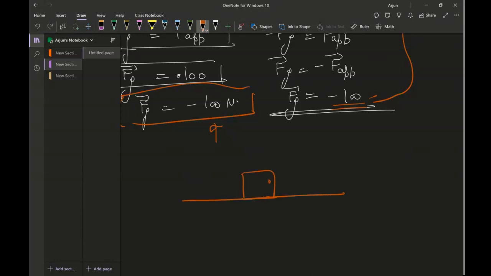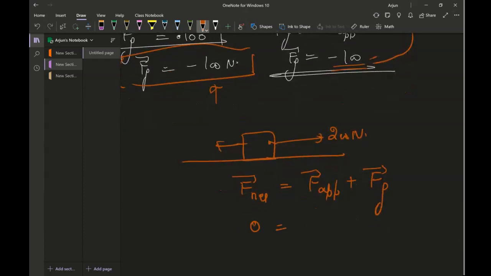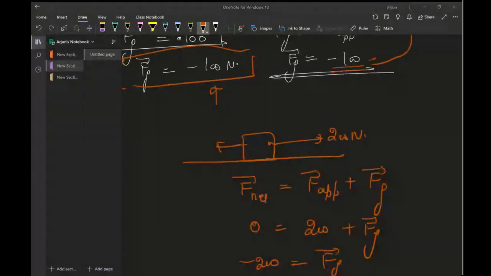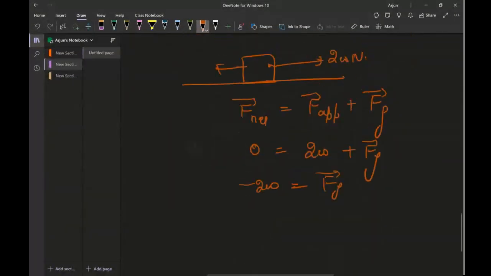Now I'm going to take another example. Let's say the same box. I start applying the 200 Newton force and the object is still not moving. Then how much is the force of friction in the opposite side? So again, we will write the formula. F net is equal to force applied plus force of friction, since I'm trying to find the force of friction. So net force is 0, force applied is 200 to the right, plus force of friction, which comes out to be force of friction equal to negative 200.